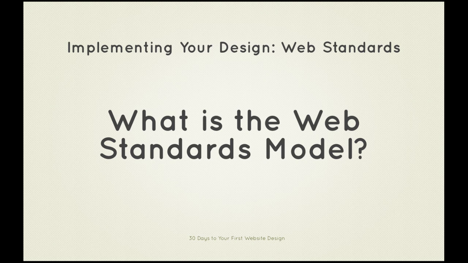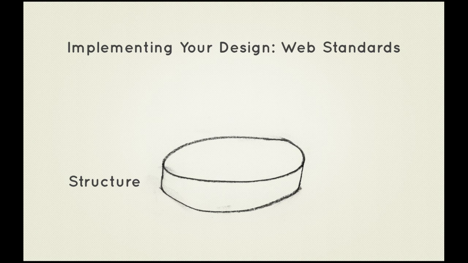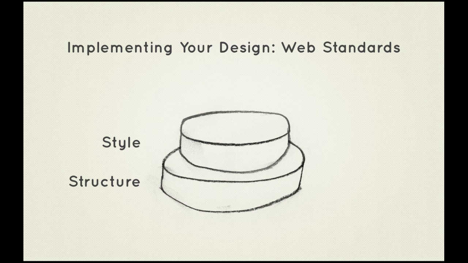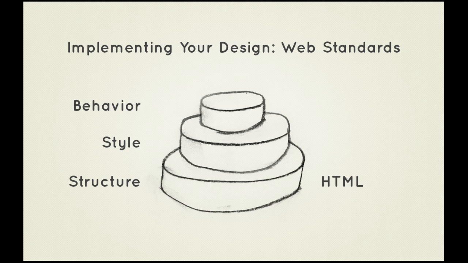So what is this model of which I speak? Well, the standards model breaks aspects of web design into layers. There's structure, style, and behavior. These are the fundamental components of any web project, and you'll be familiar with them in the form of HTML markup, which is your structure, CSS, which handles the styling, and JavaScript, which deals with any behavior on the front end of your web application. So why bother separating these three? What was wrong with the old methods?